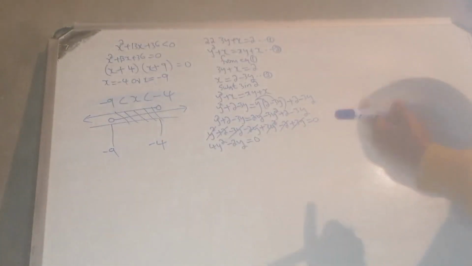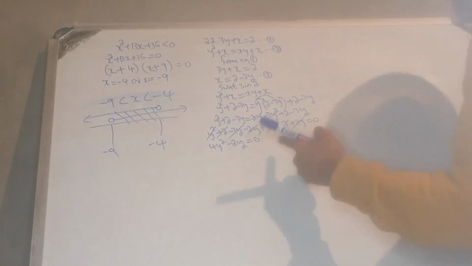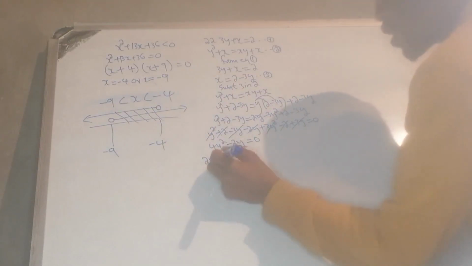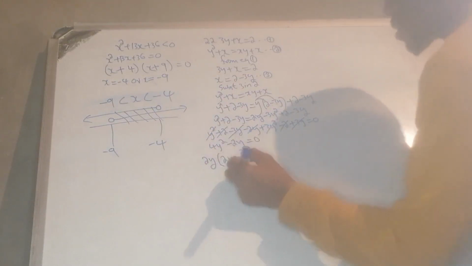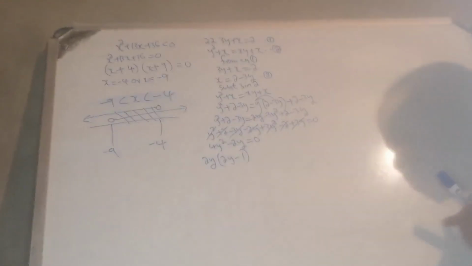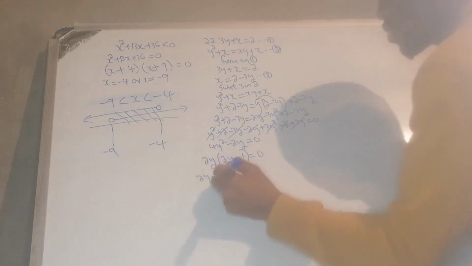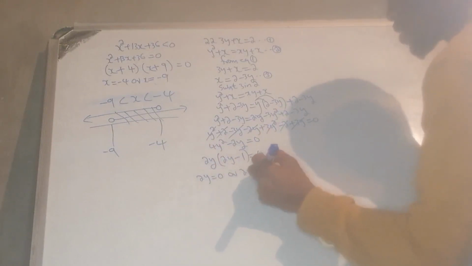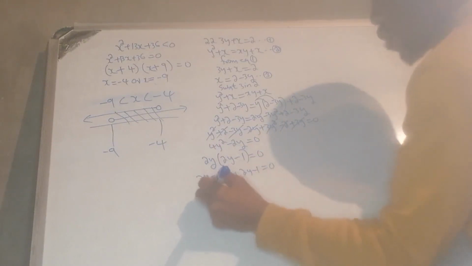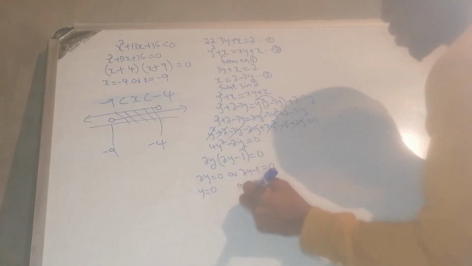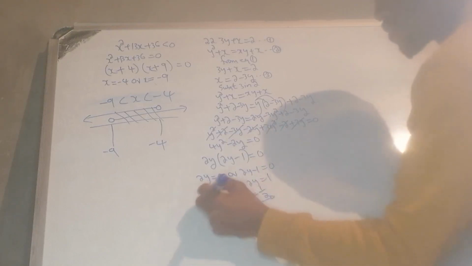There's a common factor here. But before I take out a common factor, I want to factorize 2y, and I will have 2y minus 1. And this is equal to 0. So 2y equals 0, or 2y minus 1 equals 0. y equals 0, or 2y equals 1. y equals 1/2.